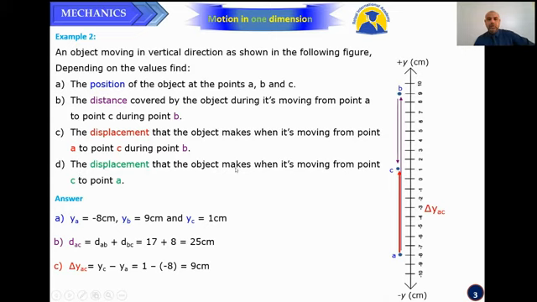The displacement that the object makes when it's moving from point C to A, from C to A directly, will be the same answer but in the negative direction. So the displacement from C to A will equal yA minus yC. yA is minus 8 and yC is 1. So minus 8 minus 1 means minus 9 centimeters. So the displacement from C to A is minus, meaning we will move in the negative y-axis 9 centimeters.